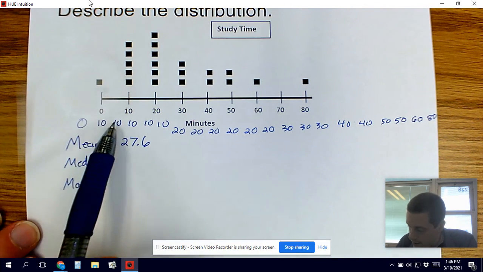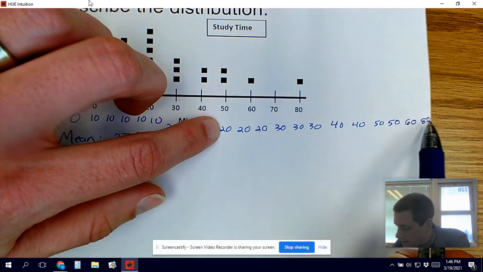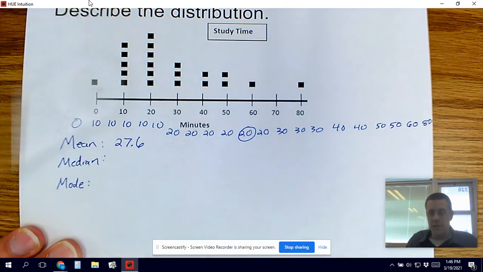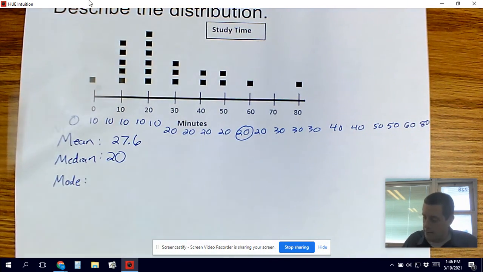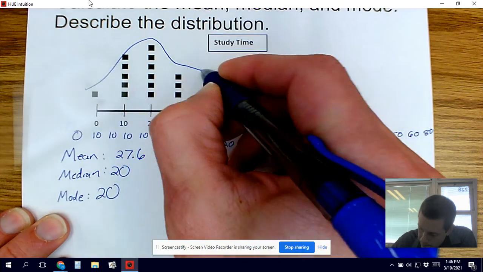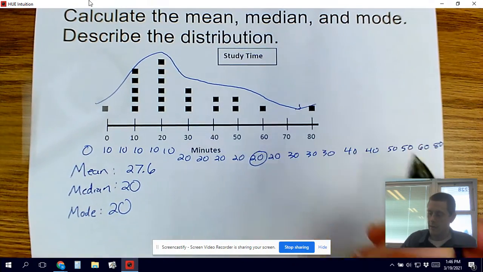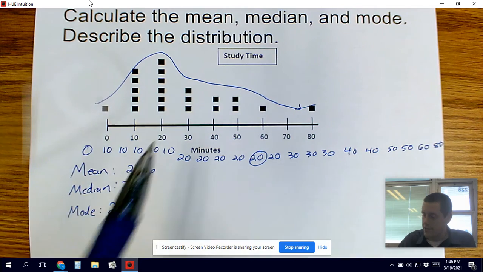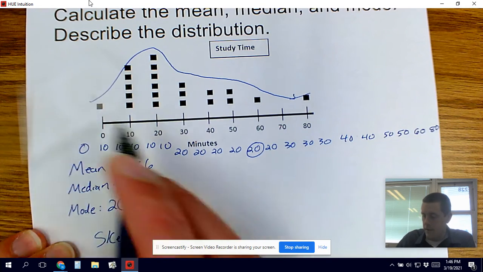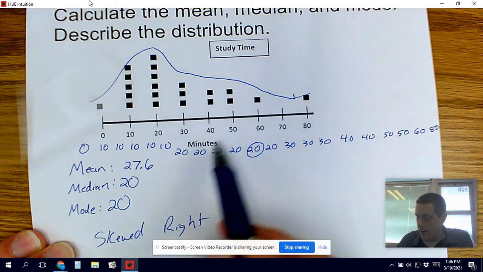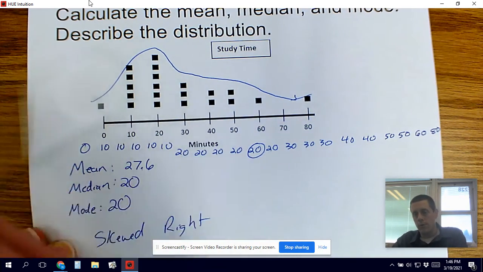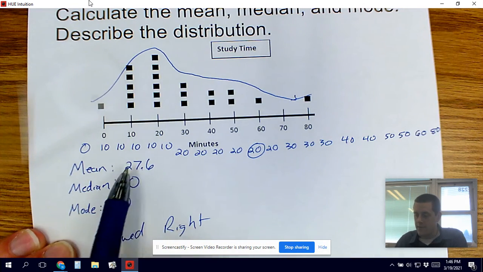Median, the middle number, is at 20. Mode, which occurred most frequently, our highest peak is at 20. And then if I look at this shape, how would you describe the distribution? I would say that this is skewed right. Peak kind of on the left with a sweeping tail to the right. Also, look at our mean and our median. The mean is greater than the median, and that tells us that the mean is being pulled towards the skew. It's being pulled towards the right, which gives it a greater value.